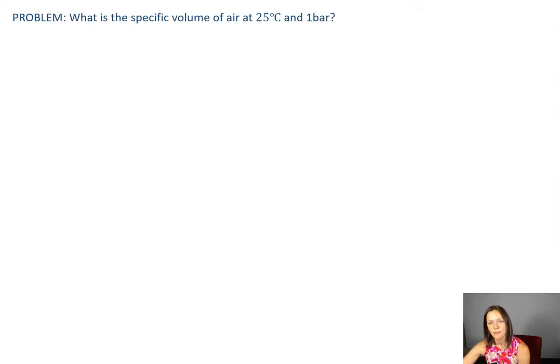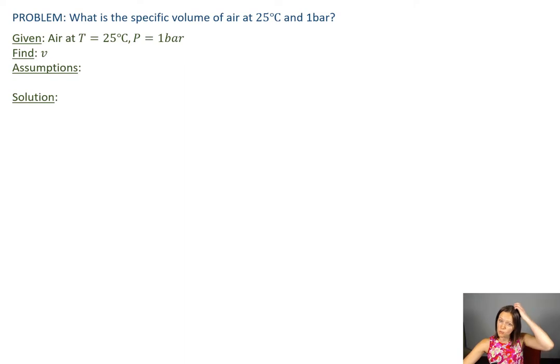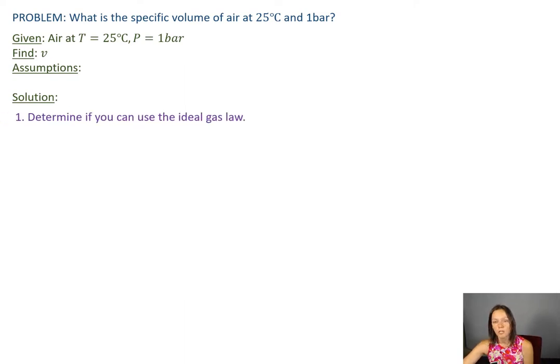All right, so let's work a problem. We want to know what the specific volume of air is at 25 degrees Celsius and 1 bar. So here's my given, find, assume, solution. Okay, number 1, if you've got air, your first thought should be, do I have an ideal gas? Can I treat it as an ideal gas? If the problem statement doesn't say already that you can assume that you've got an ideal gas, most of the time you're going to be able to make that assumption.